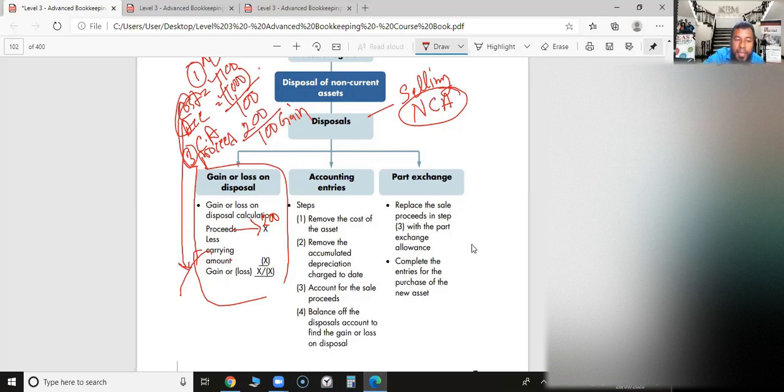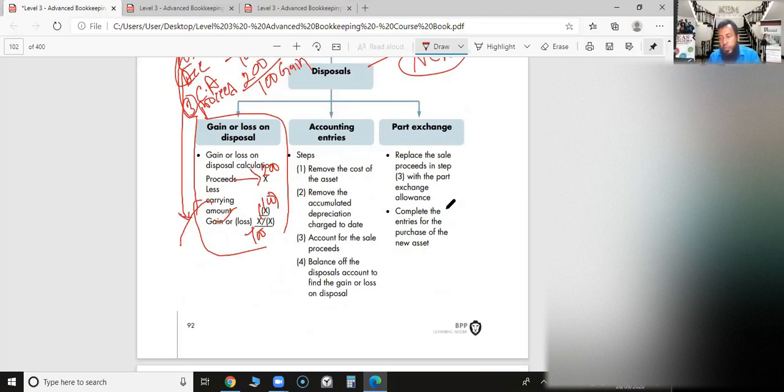Carrying amount is cost minus accumulated depreciation. I got a carrying amount of 100, and my gain is 100. One more thing here: if there is a gain on disposal, I sold it, there is a profit in my accounts. Where should you take it? Let's see who gives me a good answer. Gain on disposal, where do you write it?